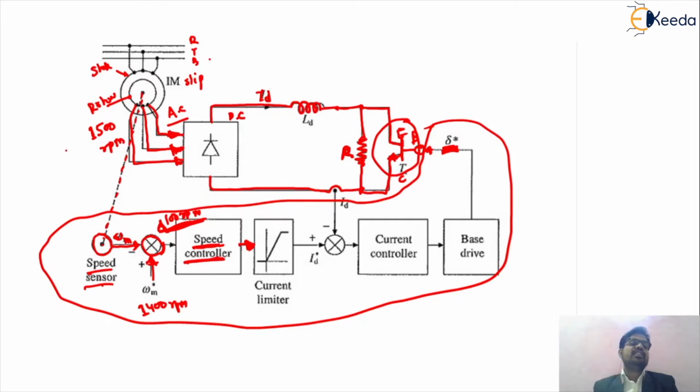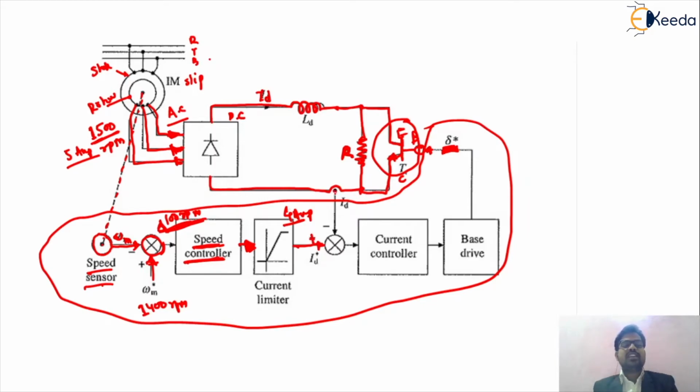Suppose the current of this system is 5 ampere. What is the requirement? We have to control the speed of the drive from 1500 rpm to 1400 rpm. So we control the speed of the motor by the use of the current limit control loop. We have to limit the current from 5 ampere to 4 ampere. So the current limiter limits the value of the current from 5 ampere to 4 ampere, and this 4 ampere is given to the system.